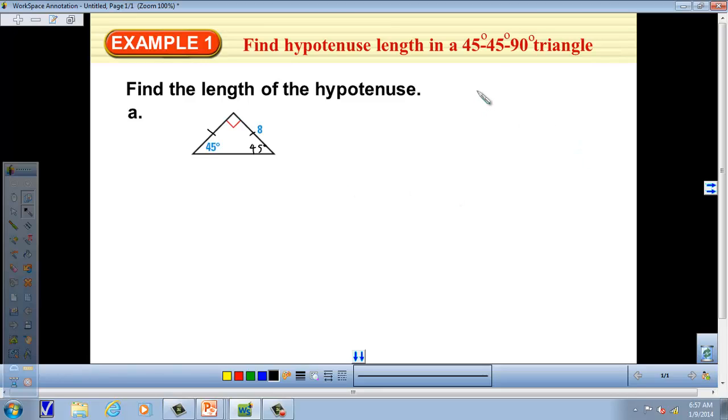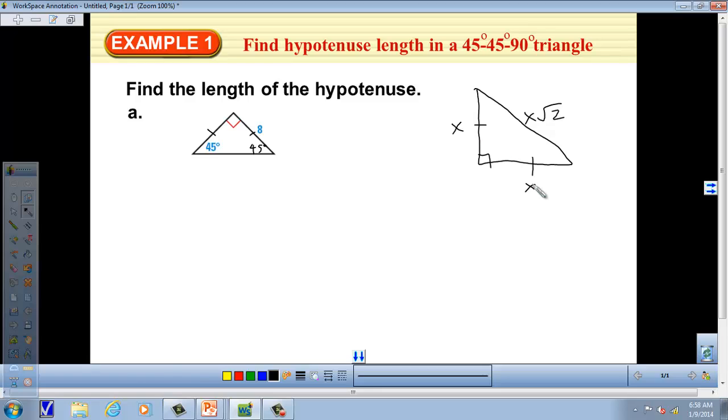And hopefully you learned that if we have a triangle like this where these two sides are equal, the basic strategy is if these are both x, then this is going to be x rad 2, and I'll show you why that's true.